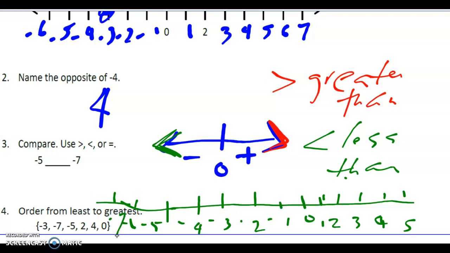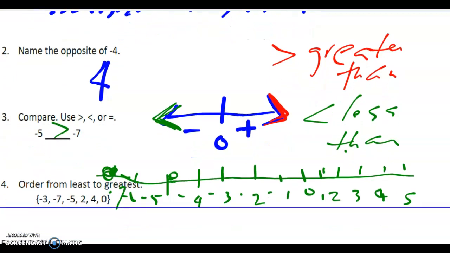So I see that -7 is further from 0 than -5. What that tells me is -5 is greater than -7. The reason why is because -5 is closer to 0.